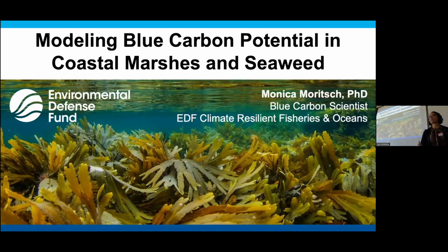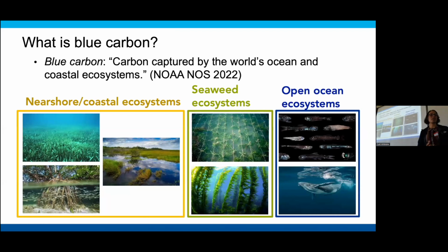Well, hi everyone. I'll be discussing ways that we can estimate potential blue carbon benefits in coastal marshes and seaweed. So to start off, many of you might be asking, what is blue carbon? Simply put, it is the carbon captured by the world's ocean and coastal ecosystems. And it's called blue carbon because it's associated with water, not because of the color of the carbon or the water or the plants or anything. So blue is for ocean.